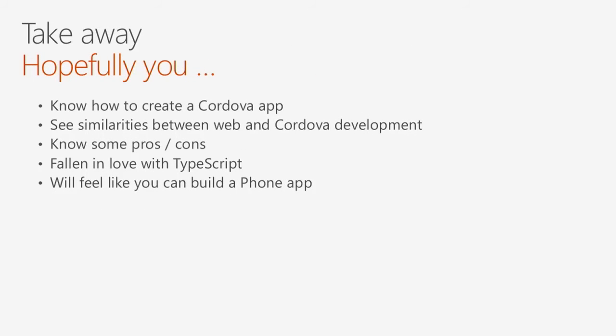Cool, so I'm coming to the end. Hopefully at the end of this, you know how to create an actual Cordova app. It's not that difficult if you've got Visual Studio. You do need some setup stuff, but it's not too bad. You can see definitely some similarities between web and Cordova, and you know some of the pros and cons. Like everything in IT, nothing's a silver bullet. This is a good product, but it doesn't do everything. So you've got to play to its strengths and stay away from its weaknesses. Hopefully you love TypeScript because it's awesome. Anything JavaScript, in my mind, should be done in TypeScript. And hopefully you're going to go away and think about building a phone app.